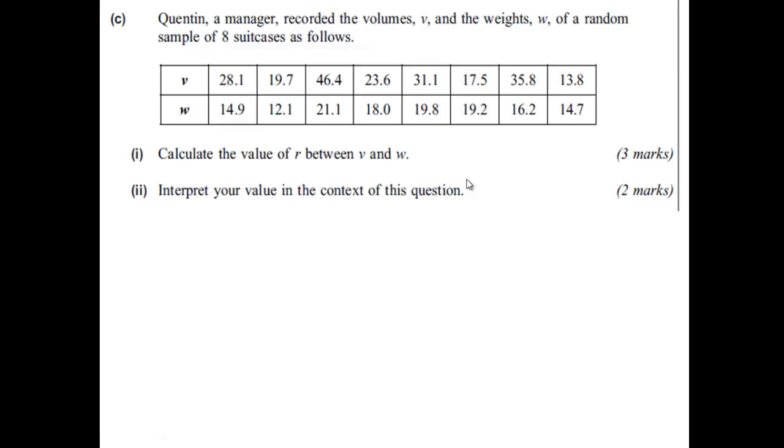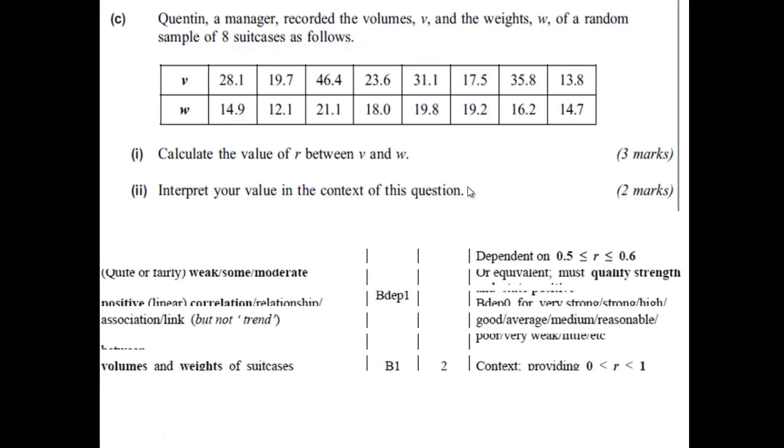Okay, I'll show you the mark scheme. Hopefully you've got a correlation between 0.5 and 0.6, which is what's required here for the marks. So the correct correlation value for the first 3 marks, and then for these 2 marks here, you need to use the words positive correlation, link it to the volumes and weights, and some way of quantifying what type of positive correlation. But you can see there you've got quite a lot of scope in terms of what you can use. Weak, some, moderate are all fine.